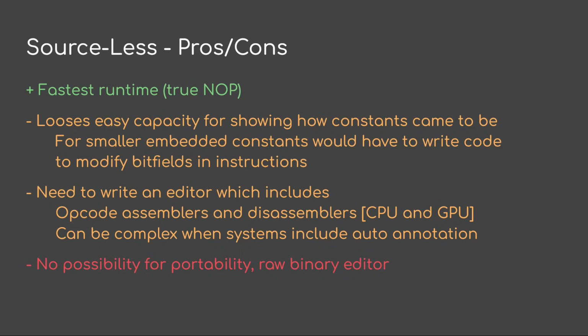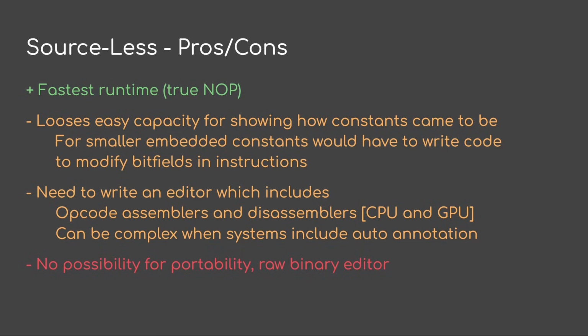Now, if we go and look at sourceless programming, there's a bunch of pros and cons. The one pro is that it's the fastest runtime. It's a true no-op. You can build things that are highly, tightly optimized for a platform, and they're as optimized as you could possibly get. You do, however, lose capacity for showing how constants came to be, and you lose the capability of adapting to what the machine is. You can work around this, however. You can make smaller embedded constants that you write into modified bit fields and instructions, but it's really taking it a little too far in terms of complexity.